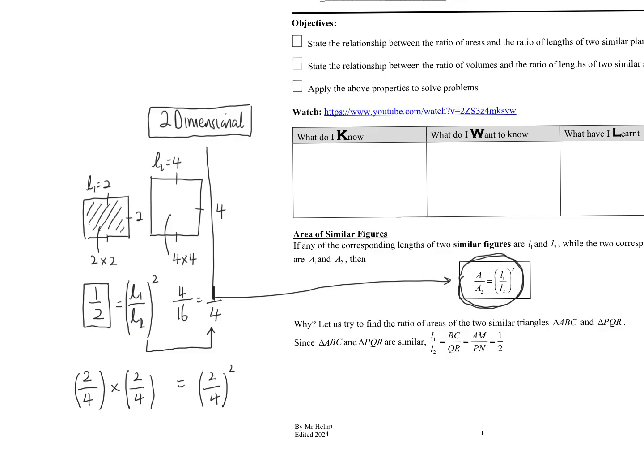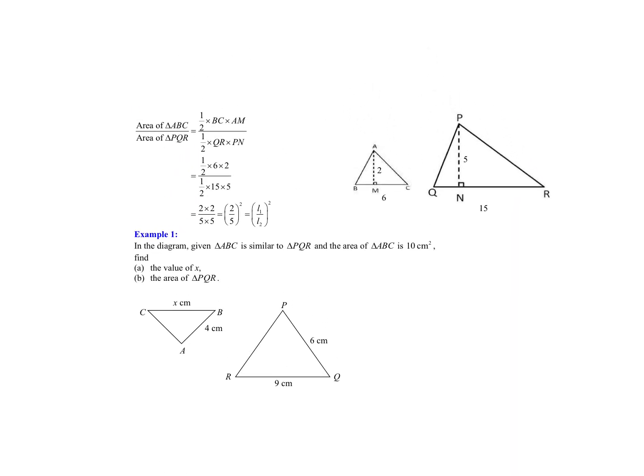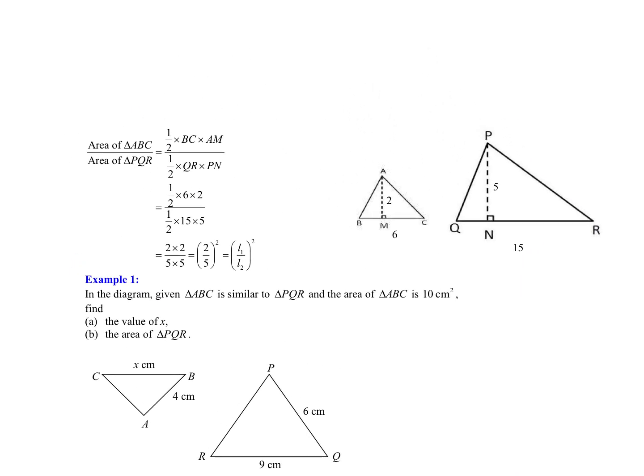You look at the area. If I use length, to find the area of this one is L1 times L1, and to find this one is L2 times L2. But what about for triangles? Triangle will work the same way. Let me show you. If I compare these two similar triangles, I do a half times base times height for the small one, and then half times base times height for the second one.